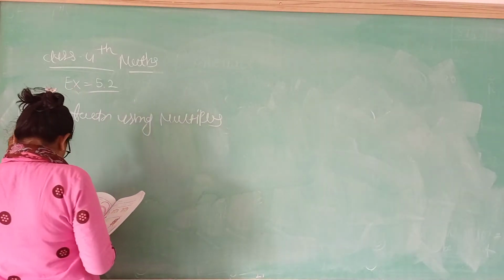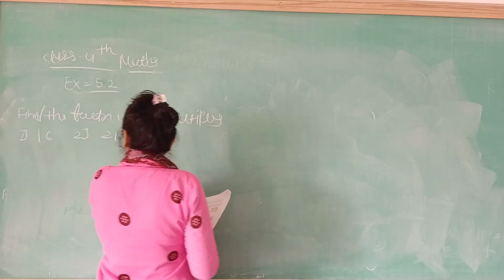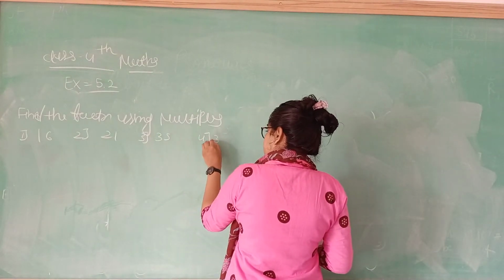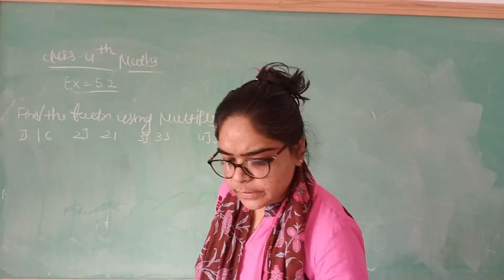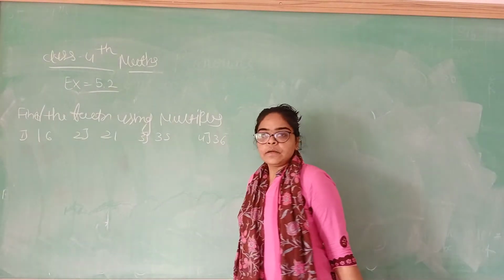Okay, so the first question is 16, the second one is 21, the third is 35, and the fourth is 36. Okay, my dear students, find the factors of 16 using multiples.